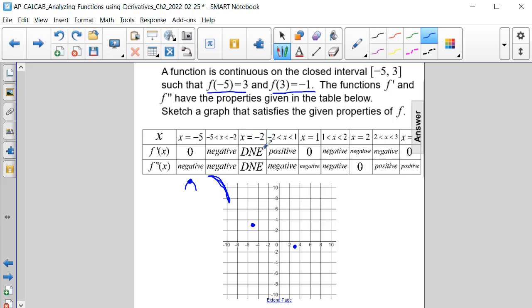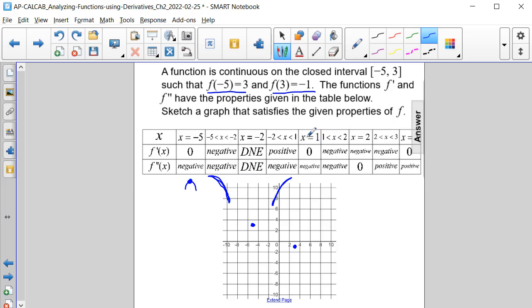And then at x equals -2, both the first and second derivative do not exist. So that means we're going to have a corner, a cusp, or vertical tangent. And we can figure that out within the next part. We have a positive first derivative, so we are increasing, and a negative second derivative, meaning we are still concave down. So it's going to look something like this, and when it comes to that does not exist point, it's going to be more of a cusp there.